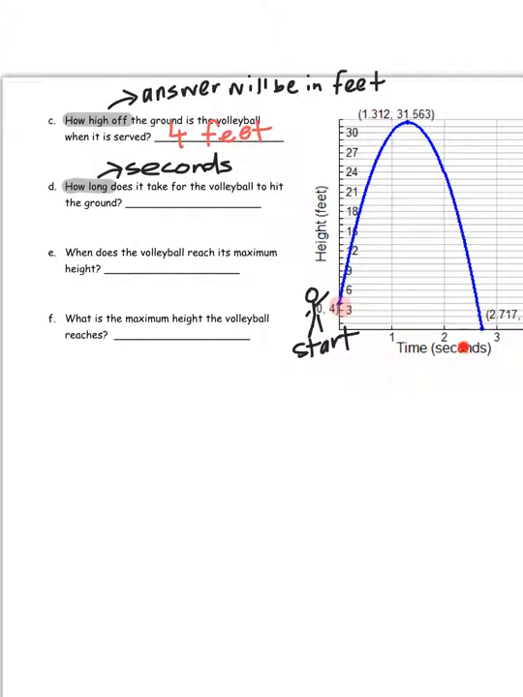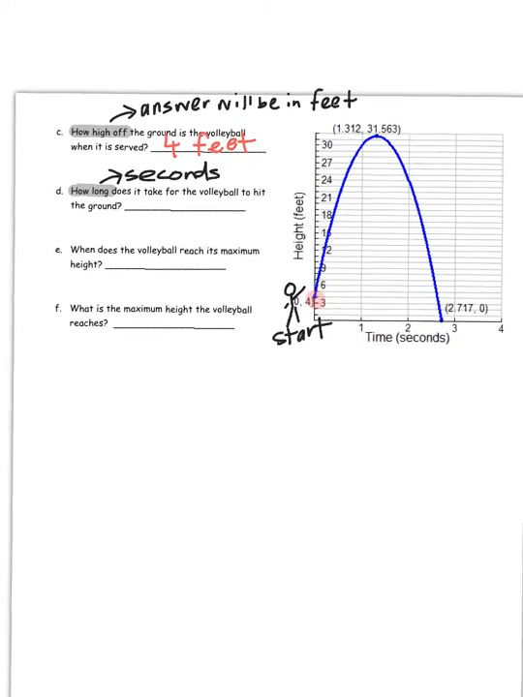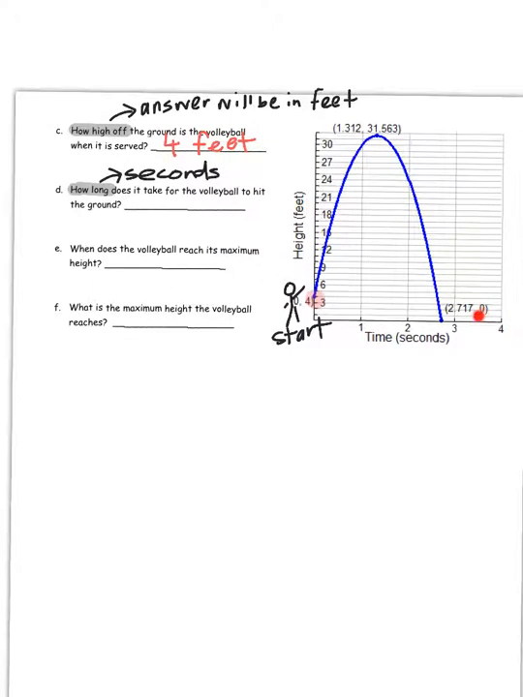This is the most important point right here. This is when the volleyball hits the ground. And the y-coordinate of this point is actually 0. Look at the y-coordinate of this point. It's 0 because it is 0 feet from the ground. So this is our answer of the x-coordinate, 2.717. So our answer here is 2.717 seconds. And I'm going to abbreviate seconds, SEC. All right, let's do the next one.